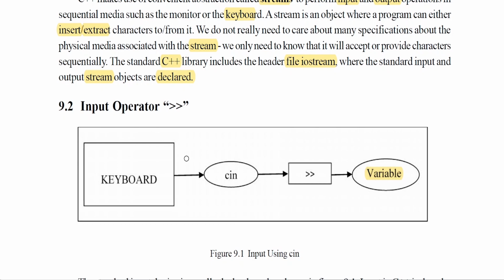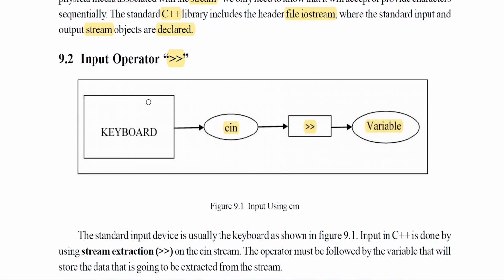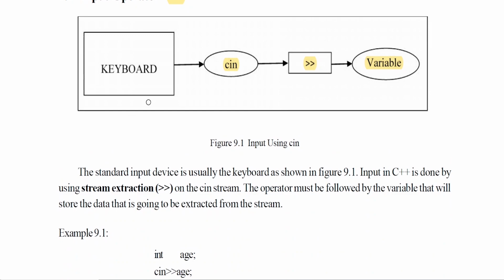Now let us learn about the input operator. This is an input function, cin. This is called the input operator. Let us understand what it is. This is a double greater-than sign together, called the input operator. It is called stream extraction. You are getting data from the keyboard. You are extracting from the keyboard, and it is passed to the variable. The standard device is usually the keyboard.